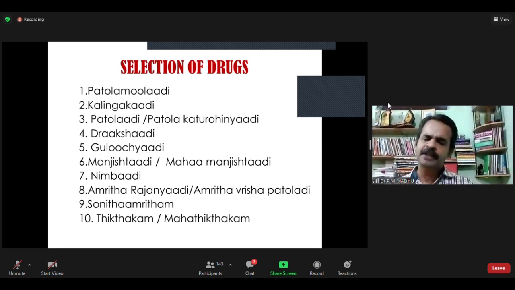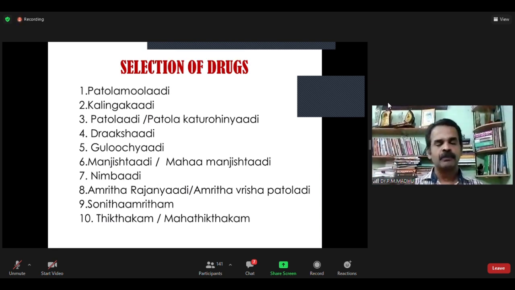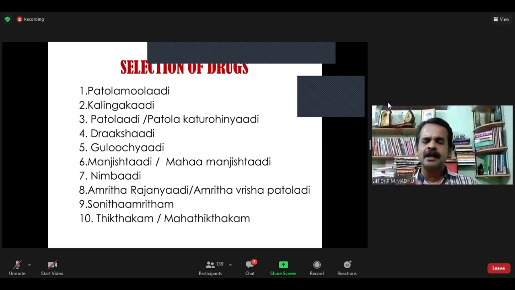So Tikta and Mahatikta are the bitter Kashayas we are giving as alleviating drugs to pacify the Tikshna Ushna nature of Pitta. And Mahatikta Kashaya contains Amalaki as the main bulk of the combination. Amalaki is a very good Rasayana drug, so Mahatikta we are selecting at that point. So you see, these are the scientific criteria for selecting drugs in Ayurvedic dermatology.